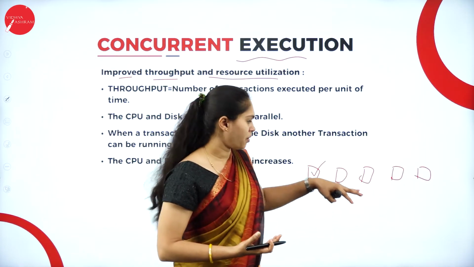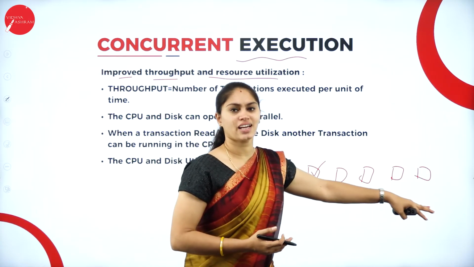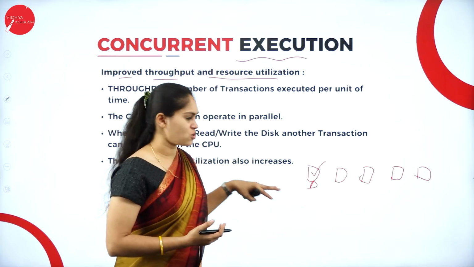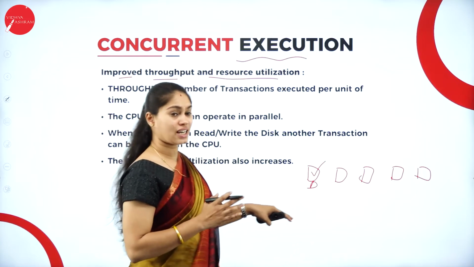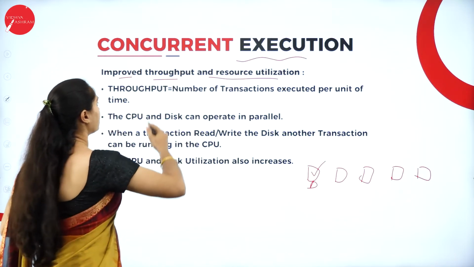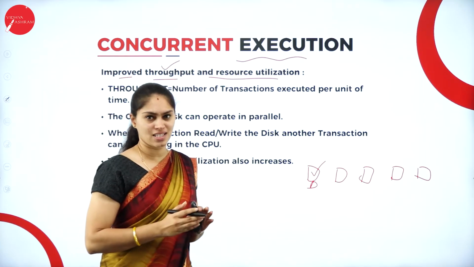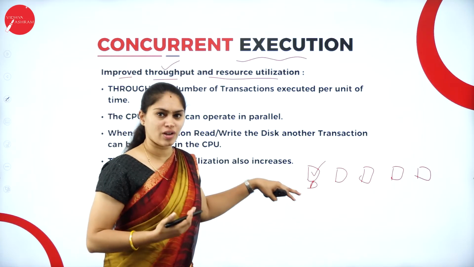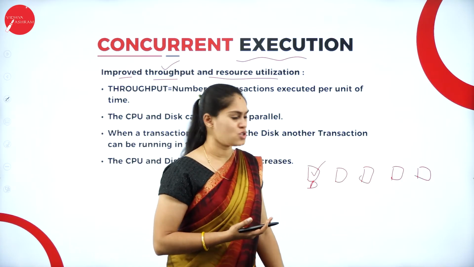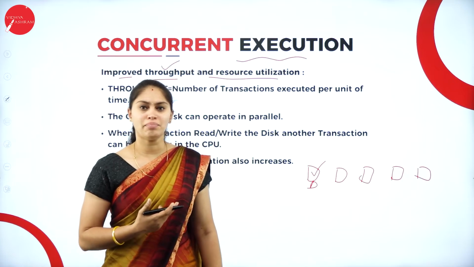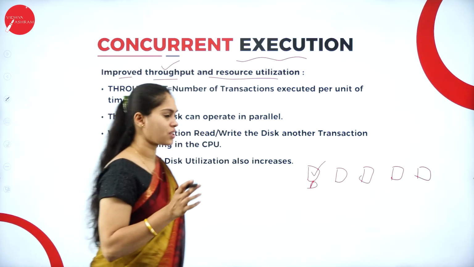Instead, if I say all 5 students come and occupy the systems, that is concurrent. I am providing the resources in parallel, at the same time. That is concurrent execution. It improves throughput as well as resource utilization. Instead of one student at a time, I can utilize all the resources we have, so all the students are working on the computer systems in parallel.